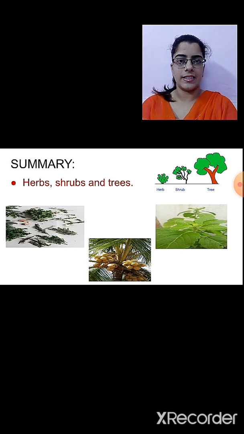Then we have studied about trees. What are trees? Trees are taller in size. The stem is hard as well as thick. We can see the branching in the upper part of the stem. What are the different examples of trees? Coconut tree, mango tree, neem tree, etc.